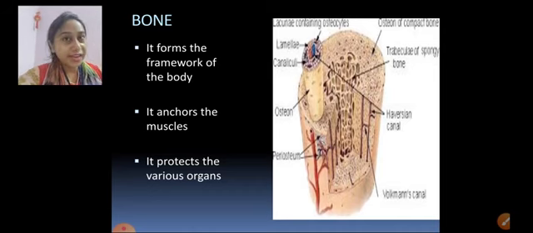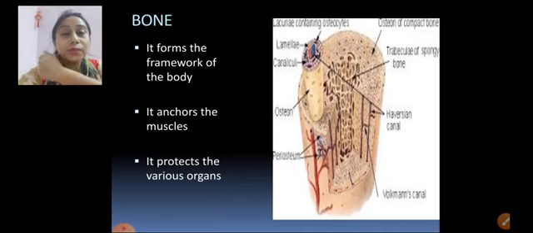It forms a cage of our body. It is forming the hands, the legs, and the whole structure, the framework of the body, which is formed by the bone tissue. Other than that, it also anchors the muscles. Anchors means holding the muscles in our limbs.